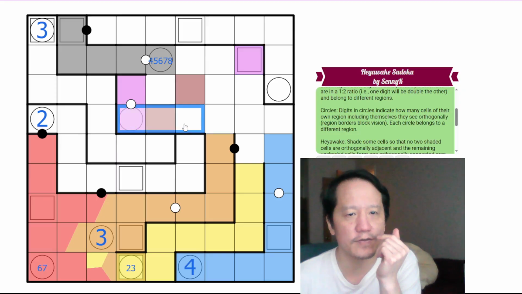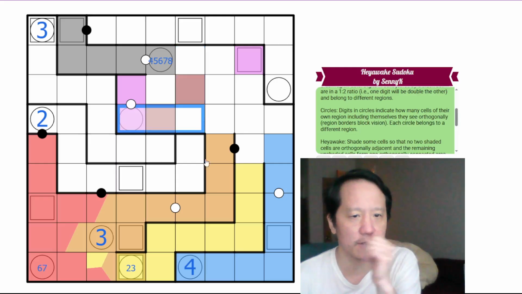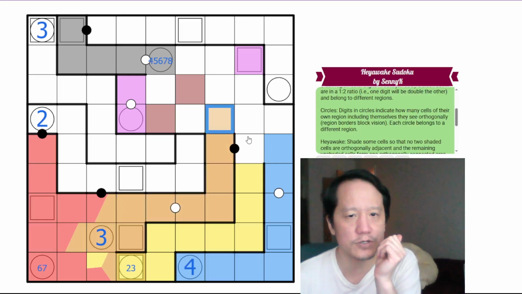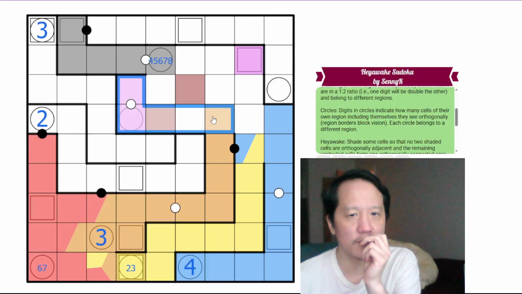So if this is medium here, that would cut off. So this has to be pink. Orange, we have 1, 2, 3, 4, 5, 6, 7, 8. This could be orange. This could be yellow or blue. This could be blue. 1, 2, 3, 4, 5, 6, 7, 8, and 9. So pink could access any of these.